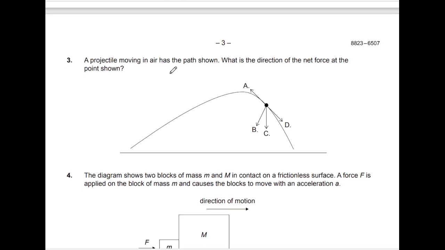3. A projectile moving in air has a path shown. What is the direction of the net force at the point shown? At this point, what is the net force? So what are the forces acting on the projectile at this position? Obviously, we'll have its weight, mg. We'll have air resistance, or we can say drag, which is frictional force. So our resultant force will lie between this weight and drag only. So it will lie obviously towards mg because weight is more as compared to the air resistance. So it will be B. B is the correct option.